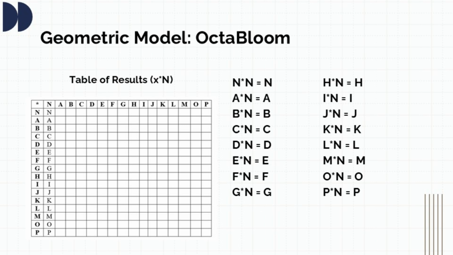Now, if we operate A star N, we will get A because first we will rotate the flower 45 degrees counterclockwise and then we will do nothing, which results into A. Now, if we operate B star N, we'll get B because first we will rotate the flower 90 degrees counterclockwise and then we will do nothing, which results into B.